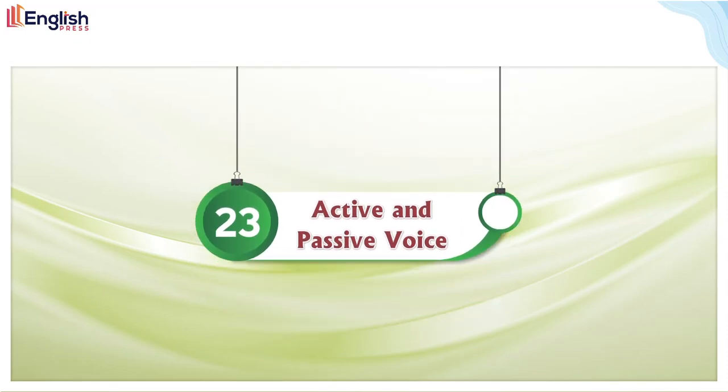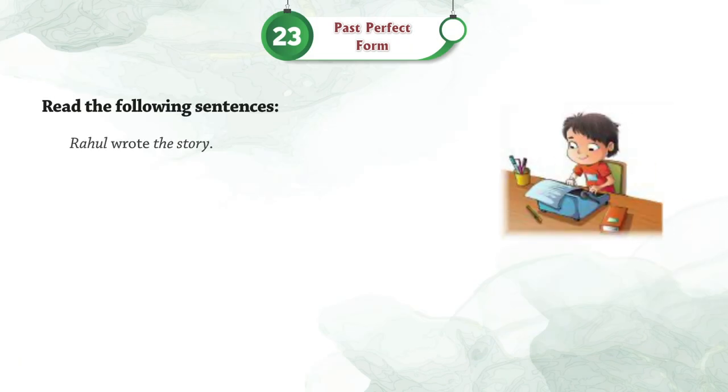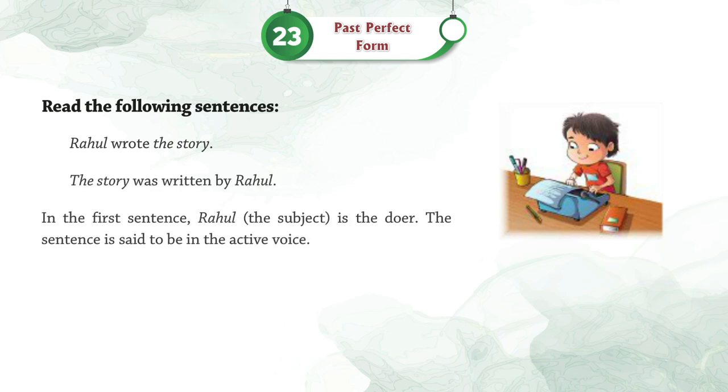Chapter 23. Active and Passive Voice. Read the following sentences. Rahul wrote the story. The story was written by Rahul. In the first sentence, Rahul, the subject, is the doer. The sentence is said to be in the active voice.